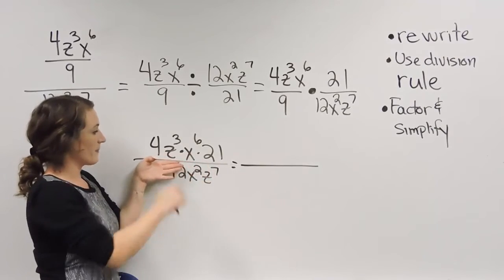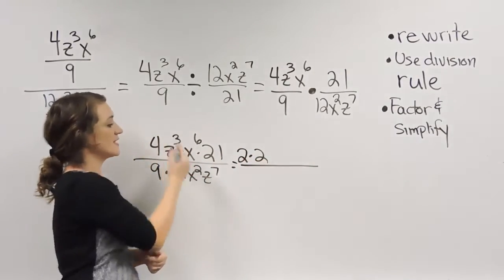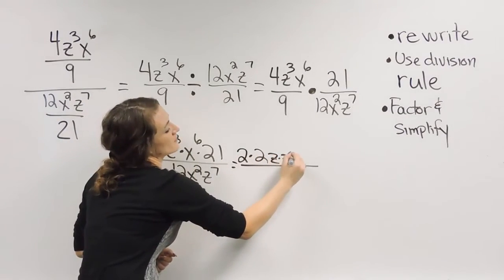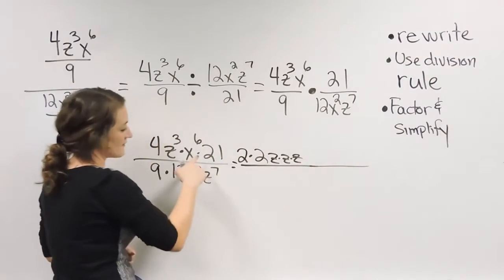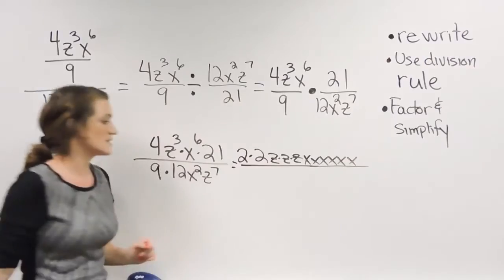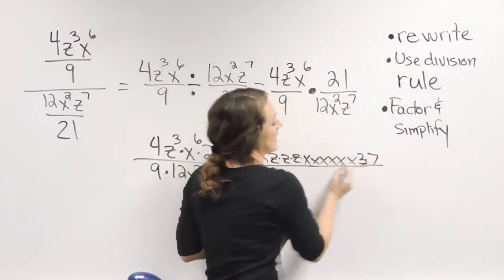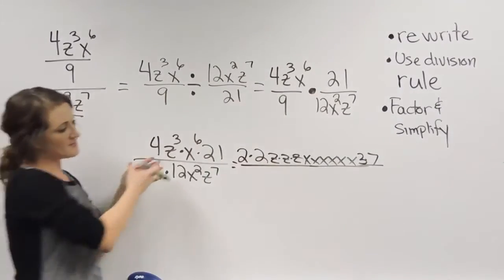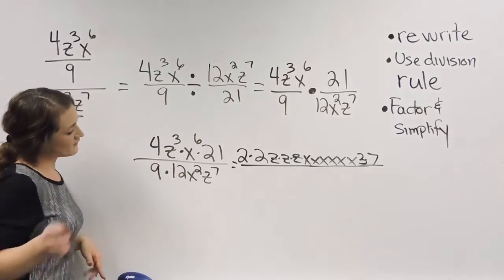Starting with the numerator, 4 is a 2 times a 2. Z cubed, well that means I have 3 z's. X to the 6, I have 6 x's, so 1, 2, 3, 4, 5, 6. And then 21 is actually a 3 times a 7. So that's what I mean by expand the multiplication. Stretch it out. Do the same thing for the denominator.